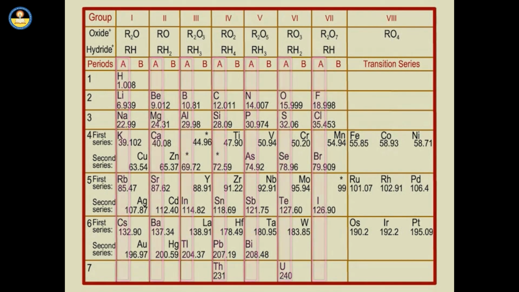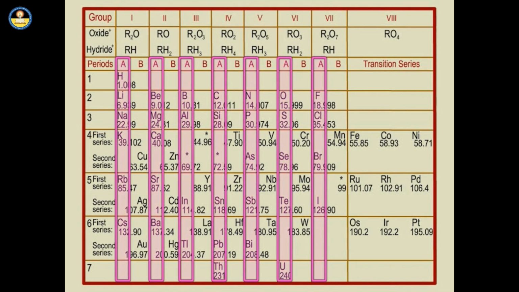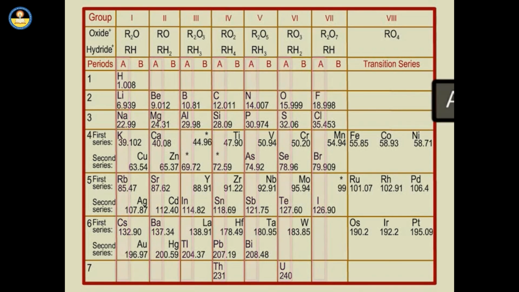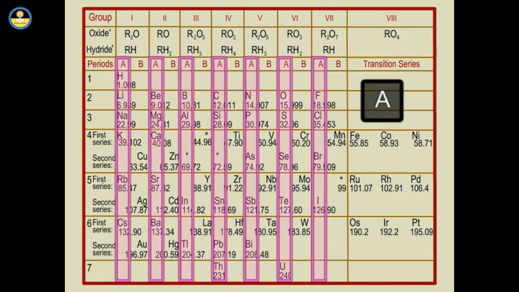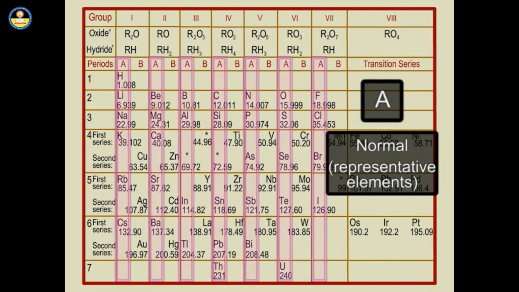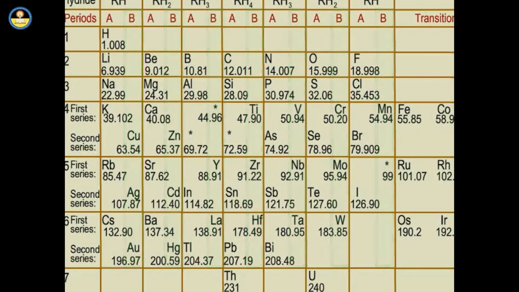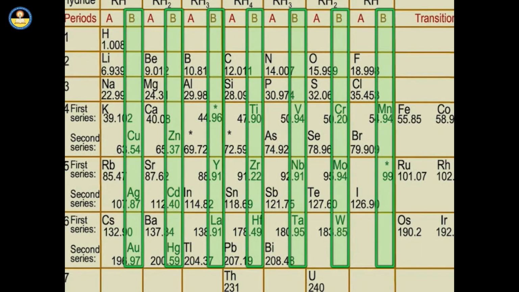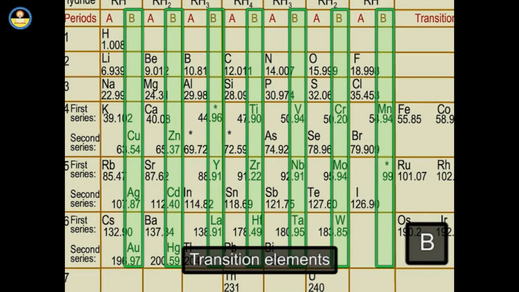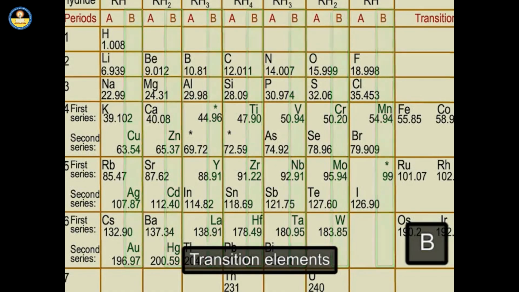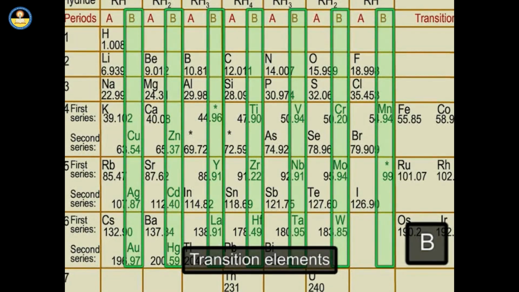Elements which are on the left-hand side of each group constitute subgroup A. They are called normal or representative elements. The elements which lie on the right-hand side of each group constitute subgroup B. These are called transition elements. This division is made on the basis of properties.